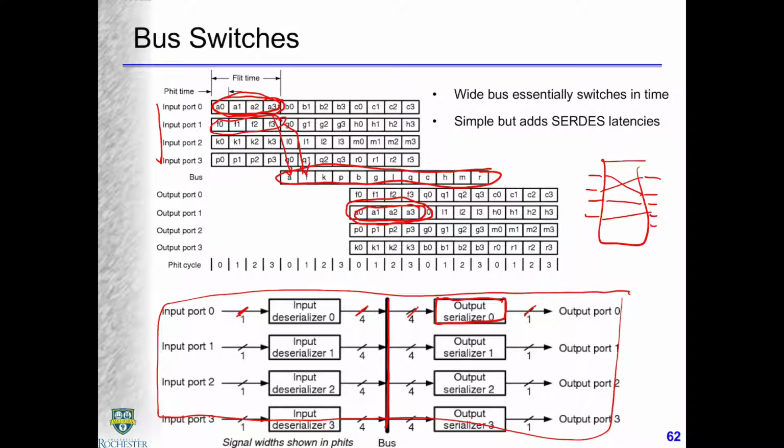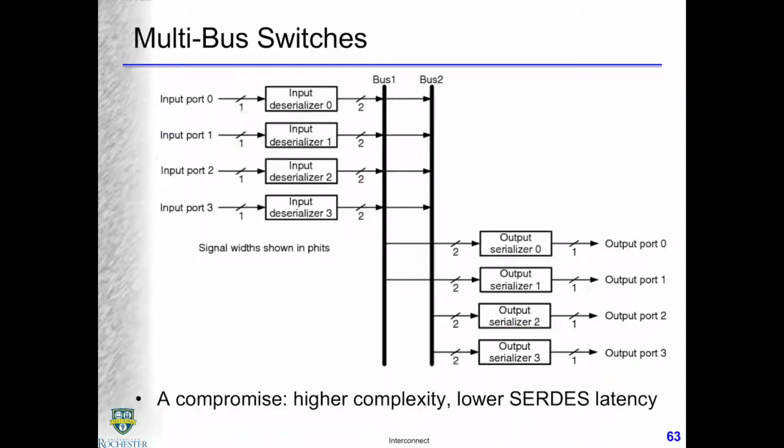If you say, okay, this bus is too expensive for me to build, you can go somewhere in between. You can have 2 buses, each one having twice the bandwidth of the channel, and then you allocate those. Or, of course, you can go to the extreme, which is a crossbar. So these are all design options.